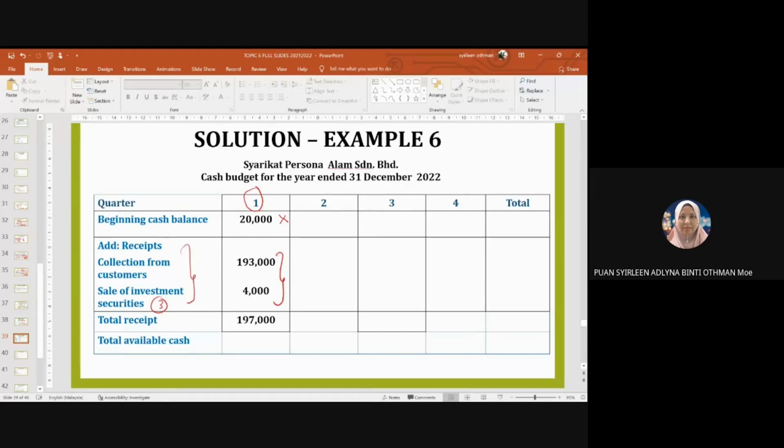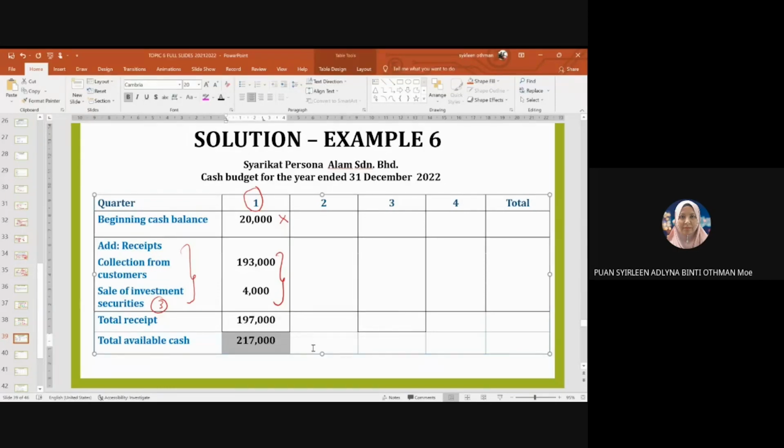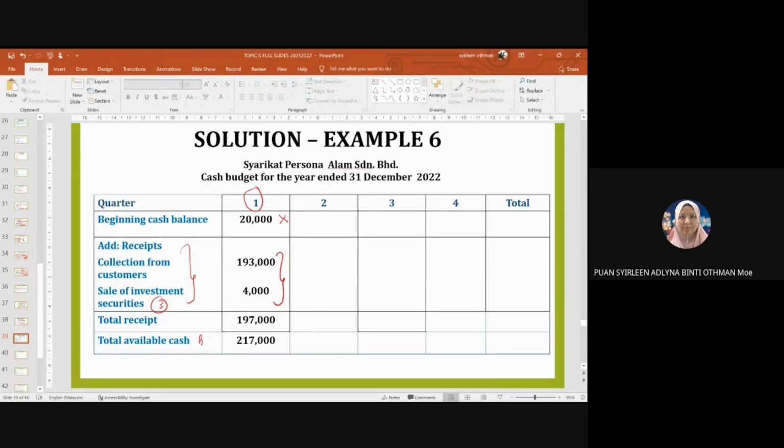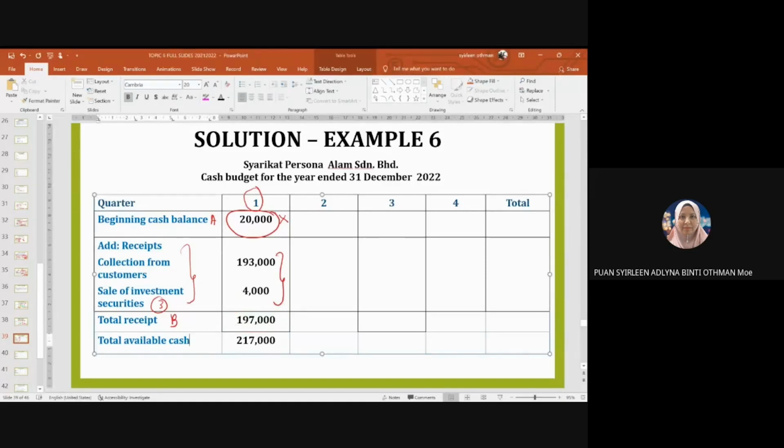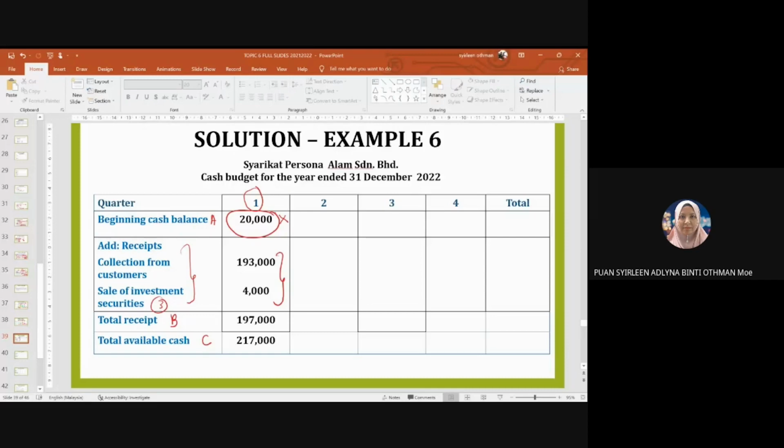Okay, so you ada baki 20,000 and you terima 197. So berapa tunai ada di tangan? Tunai ada di tangan 197 plus 20,000. Okay, baru dapat 217. This is balance plus receipt. Okay, yang ni campur ini. So kita dapat 217. This is A. Okay, I tag for you. This is B. Okay, alright. So yang ni ialah C. Okay, C ni ialah A plus B. Okay, so ini untuk kuartal 1. Okay, section available cash lah, total receipt.